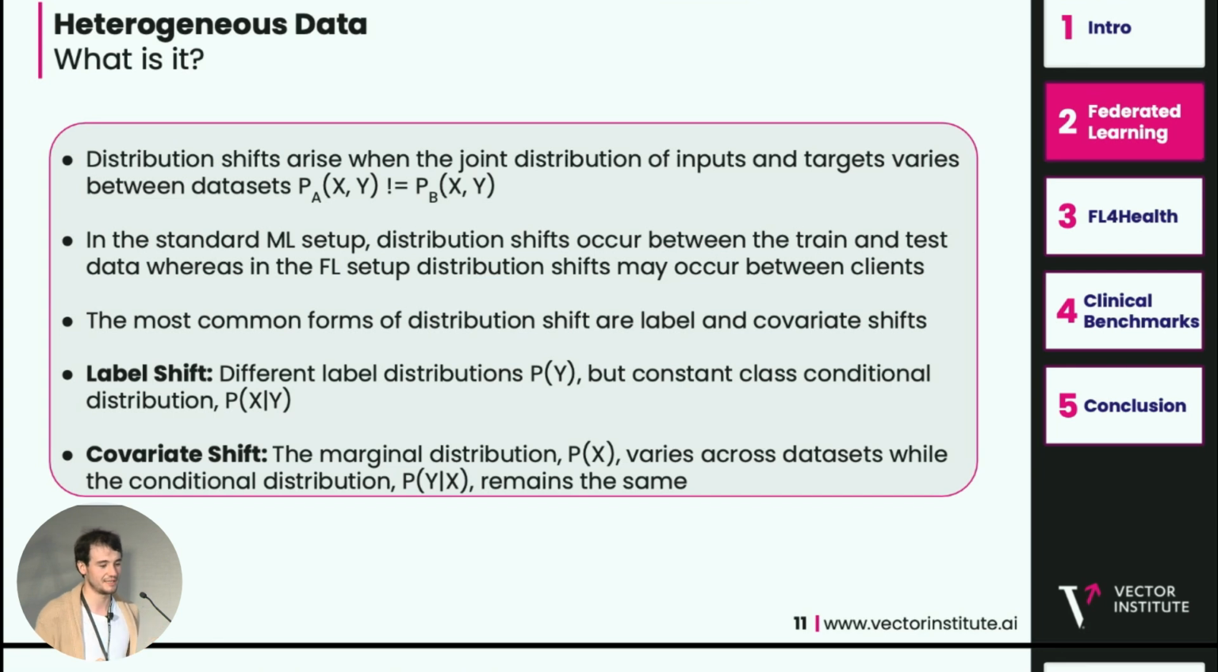Just to dive into one of these challenges really quickly: what do I even mean by heterogeneous data? All I mean is that there are distribution shifts between the clients. The joint distribution of inputs and targets varies between the data sets. This is something we see in the standard ML setup, but it's usually between the train set and the test set. The same thing can occur between client data sets. It's all of the distribution shifts that we're familiar with from classic machine learning, like label shifts, where we have different label distributions on different clients, and covariate shift, where we have different distributed input data on each of the clients.